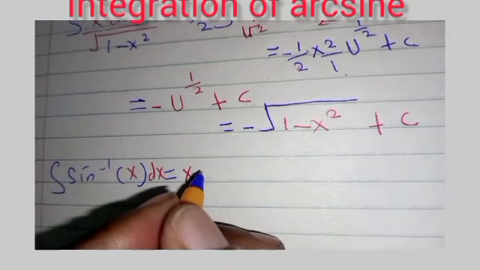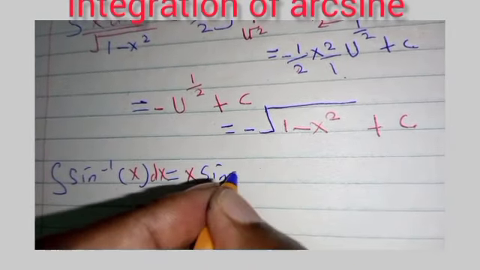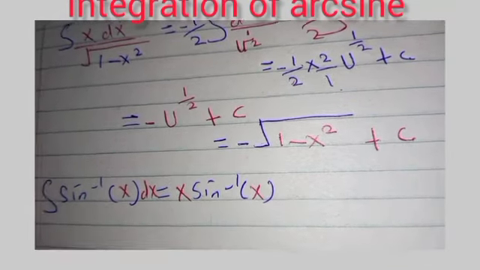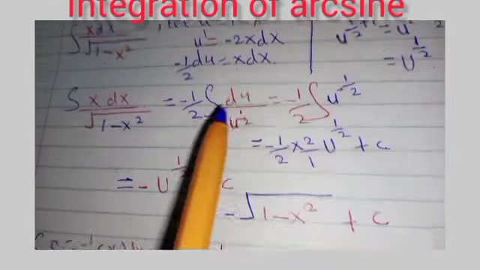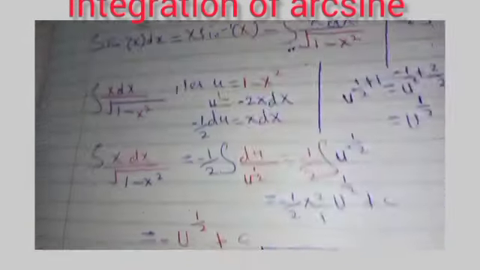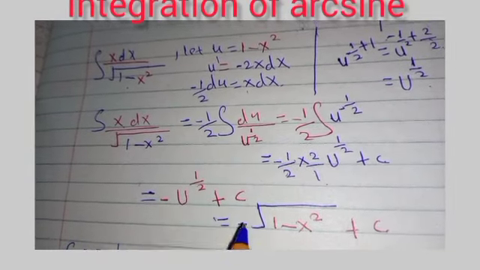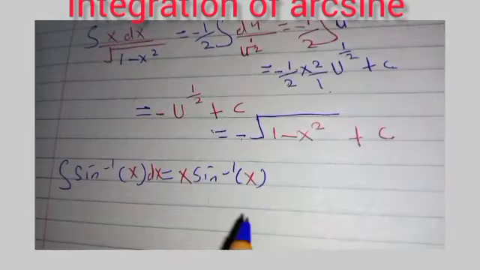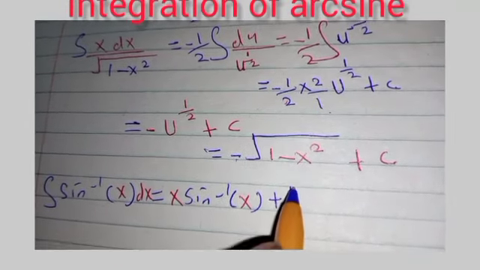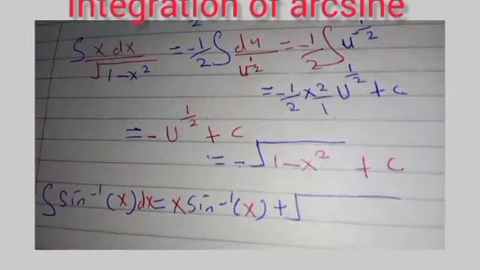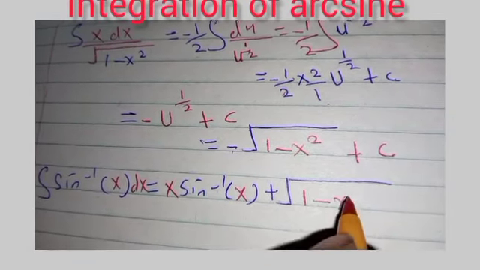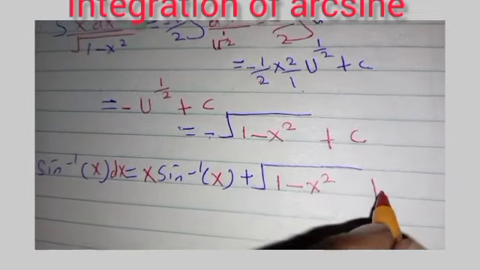To be x sine inverse of x. Now the other part here, check the formula by integration by parts. This is minus, and there is another negative here. So minus and minus will become positive. So plus the square root of 1 minus x squared plus constant c.